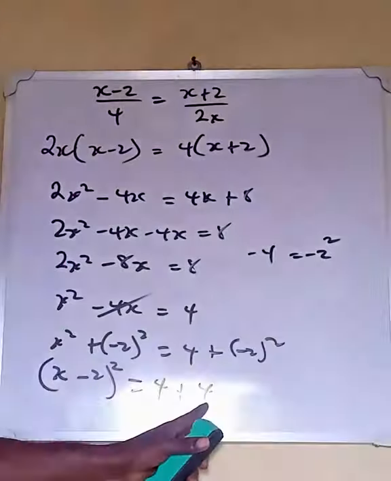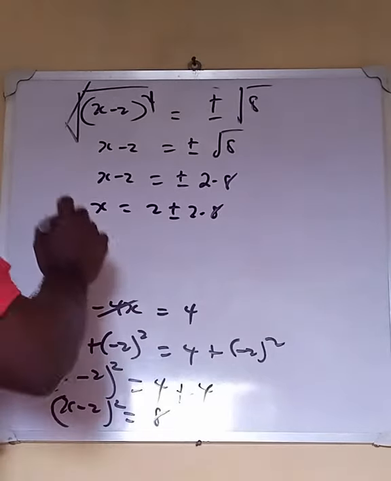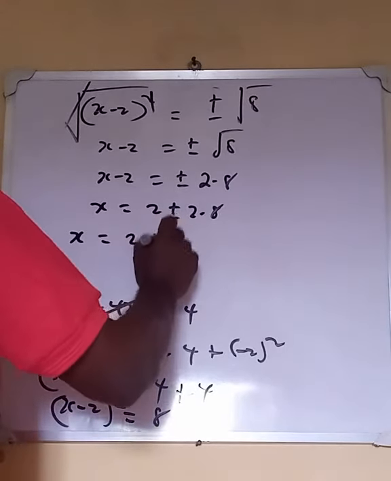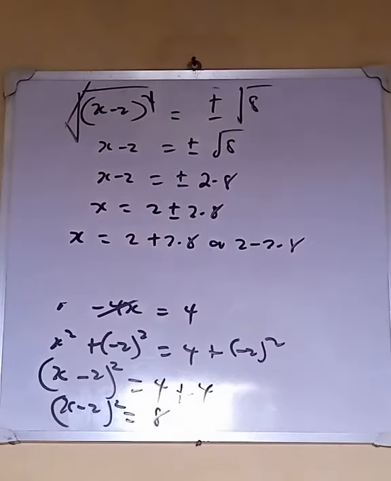Then you get the square root of 8. Then you have x - 2 equal plus or minus. The square root of 8 is equal to 2.8. That is what you have. x - 2. The minus 2, you move it to the other side. Then you have x equal 2 plus or minus 2.8. That is what x is. Then now you split it. You separate it using the plus or minus to do the separation. Then you have x equal 2 plus 2.8 or 2 minus 2.8. That is what x is.